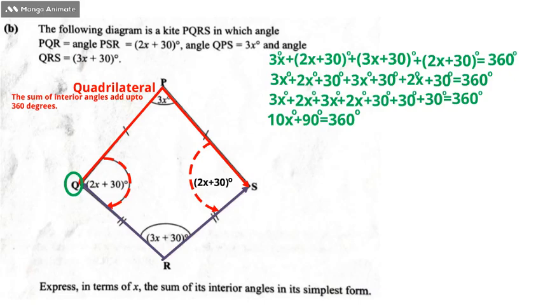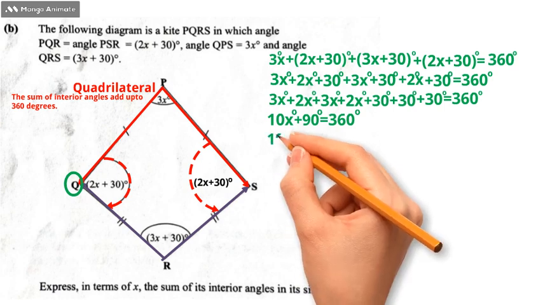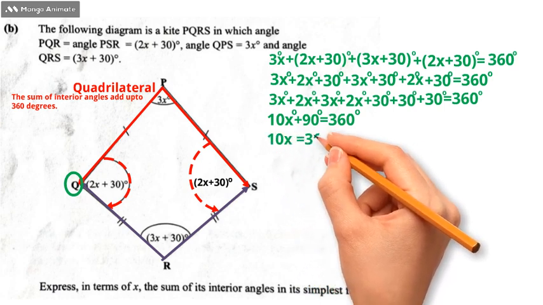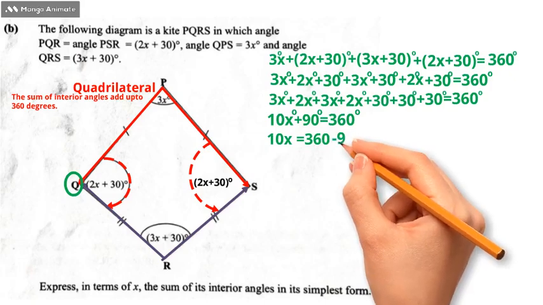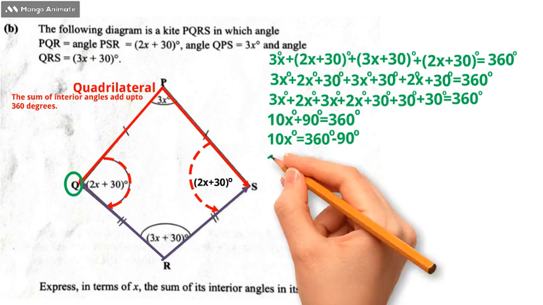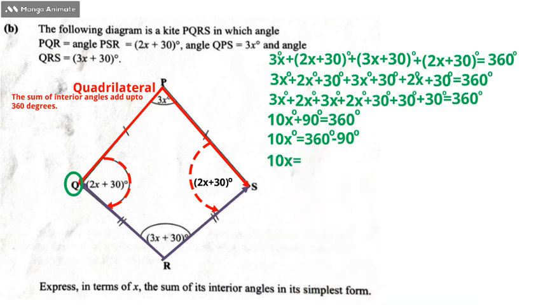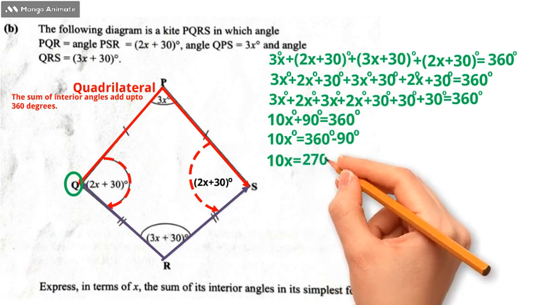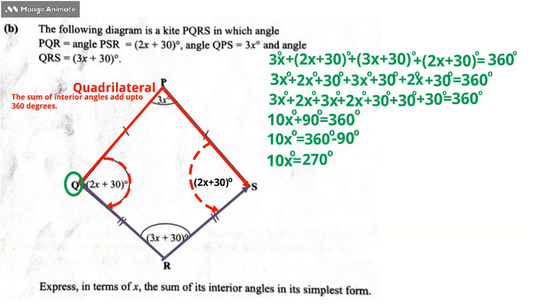Now again, we put like terms together. So we say 10x degrees is equal to 360 degrees minus 90 degrees. First we evaluate 360 degrees minus 90 degrees, which will give us 270 degrees. So 10x is equal to 270 degrees.